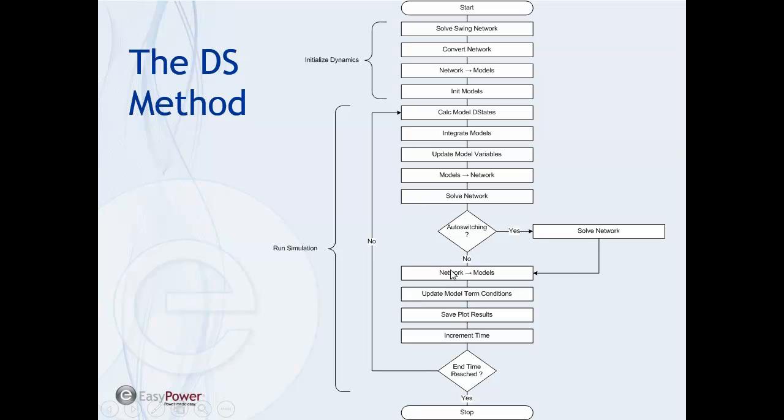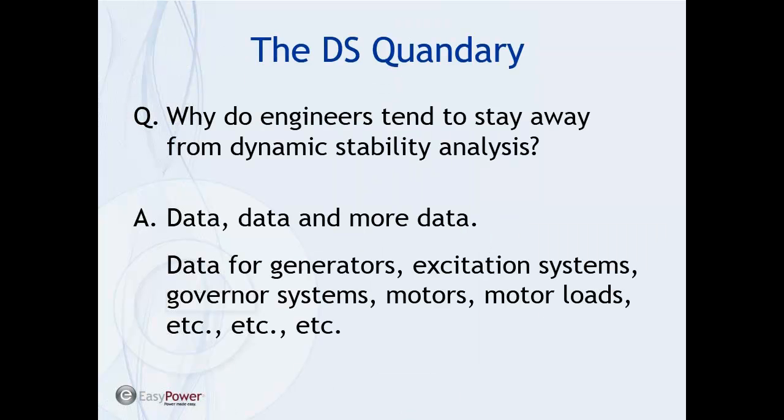Then, after we've performed any switching actions, like a breaker tripping or a script saying open or close a breaker, we take the network conditions, feed them back to the models, update our terminal conditions, save some results, and increment our time because we just progressed through time by integrating. We check to see if we're at the end, and this loop continues until we reach the end of our simulation. So that's the dynamic stability method in a nutshell.